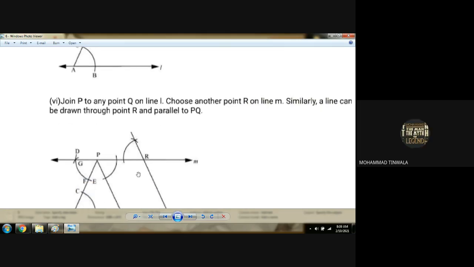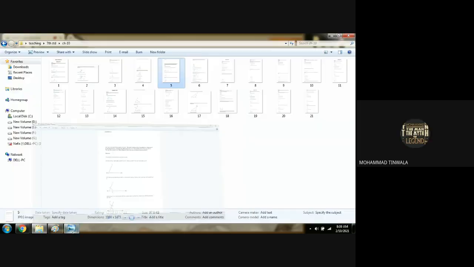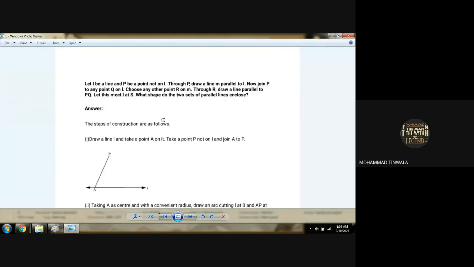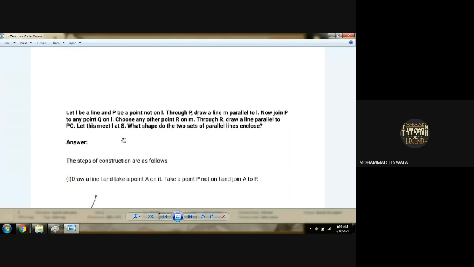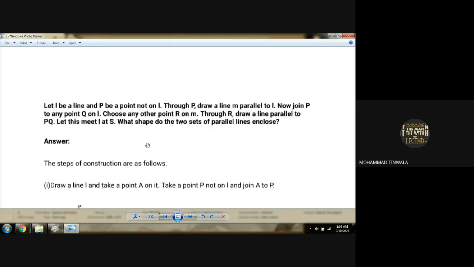If we take it here, from R we have to draw a line parallel to PQ. Do you remember this, or did you forget? Yes. Do you remember this construction or not? Now let me tell you one thing. In parallel lines, you can only construct a diagram if you want; no need of writing the steps. Is that clear, girls? For question number 3, only construct a diagram. No need to write the steps.